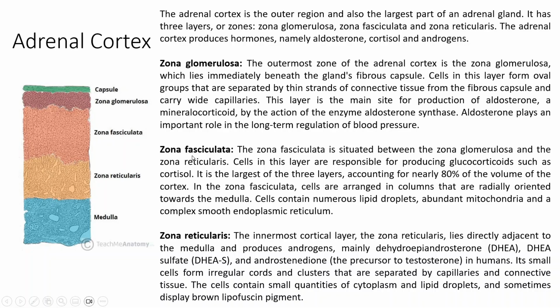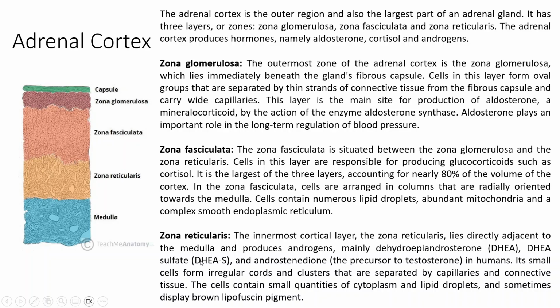The cells in the fasciculata are responsible for producing glucocorticoids. Above it, you have mineralocorticoids; now you have glucocorticoids. One very well-known example is cortisol, the stress hormone. The zona fasciculata is the largest of the three layers, almost 80% of the volume of the cortex. It synthesizes and secretes this very important hormone called cortisol.